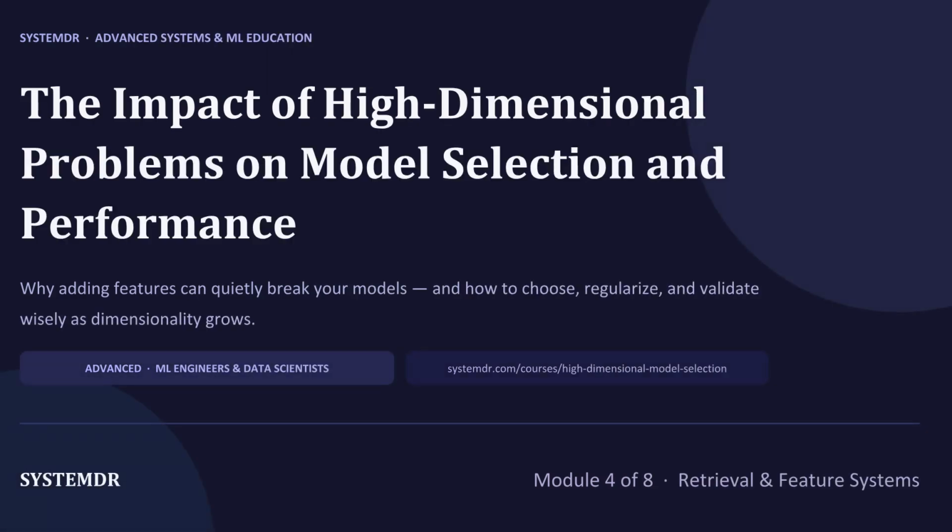Welcome to Module 4 of the System DR Advanced Systems and ML Education track, the impact of high-dimensional problems on model selection and performance. Here's the question we're going to answer over the next 20 minutes. What actually happens to your models when the number of features starts to rival or even exceed the number of samples you have? It turns out the answer isn't just things get harder.